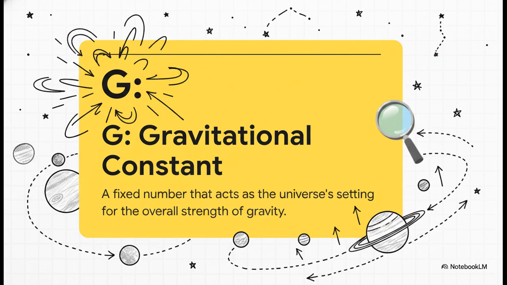And finally, the secret sauce, G. This is the universal gravitational constant. Think of it like a volume knob for the entire universe, one that's permanently set to a specific number. It's the magic number that scales the whole thing and makes it all work.